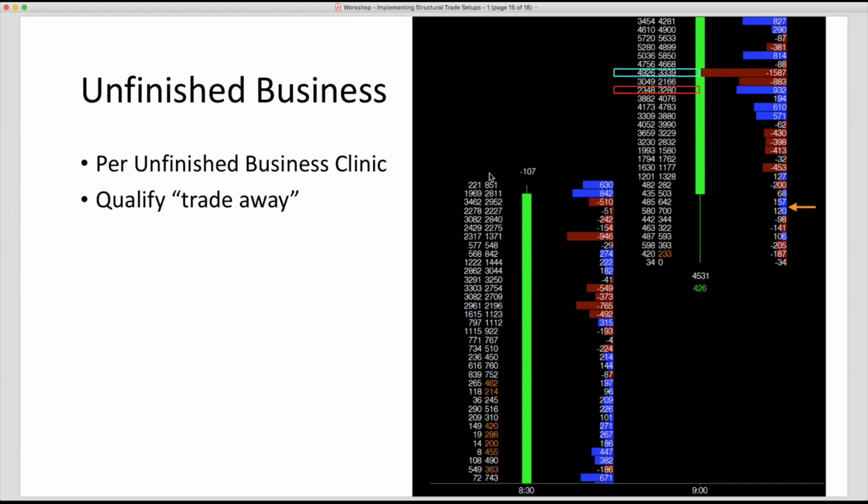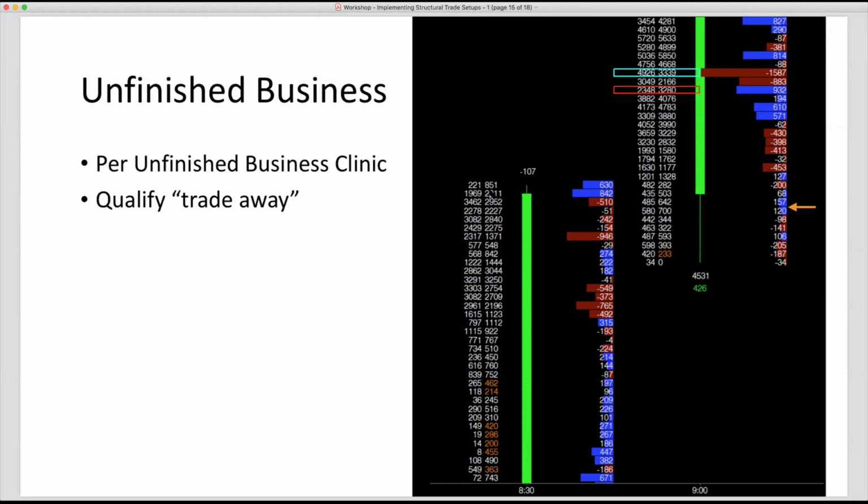So I had a tell here of unfinished business, but what is important is to qualify when unfinished business is caused by running out of aggressive traders. We can see 851 is less than 2811. So it was exhaustion, we ran out.